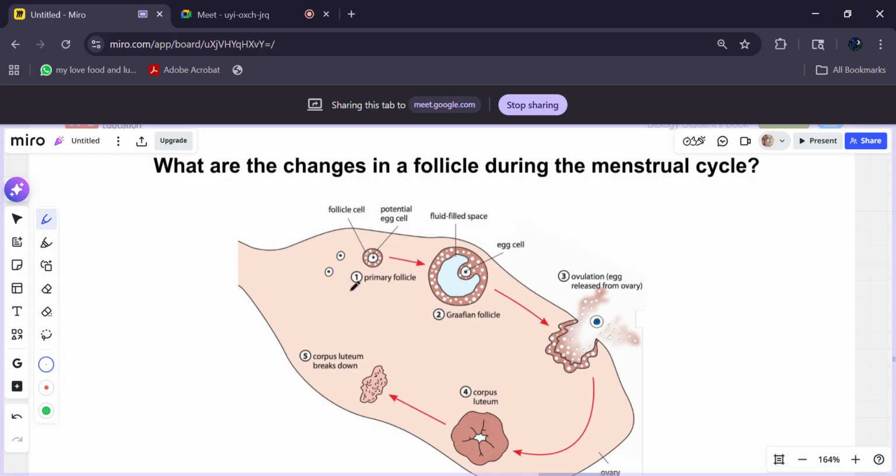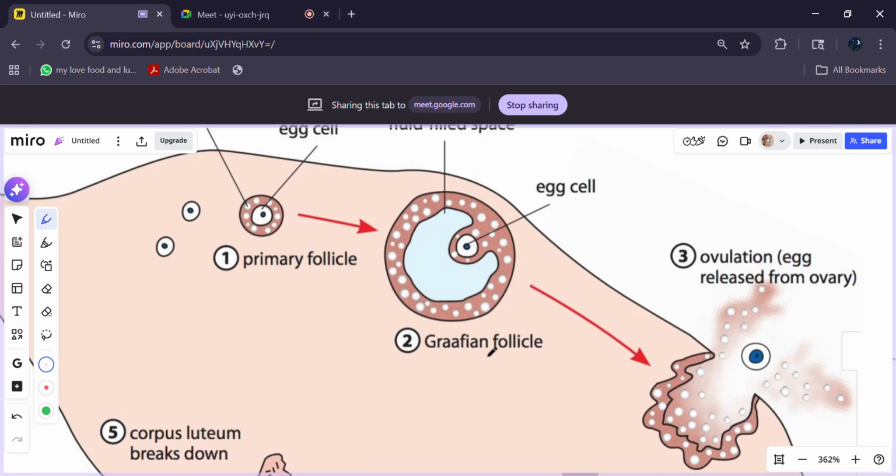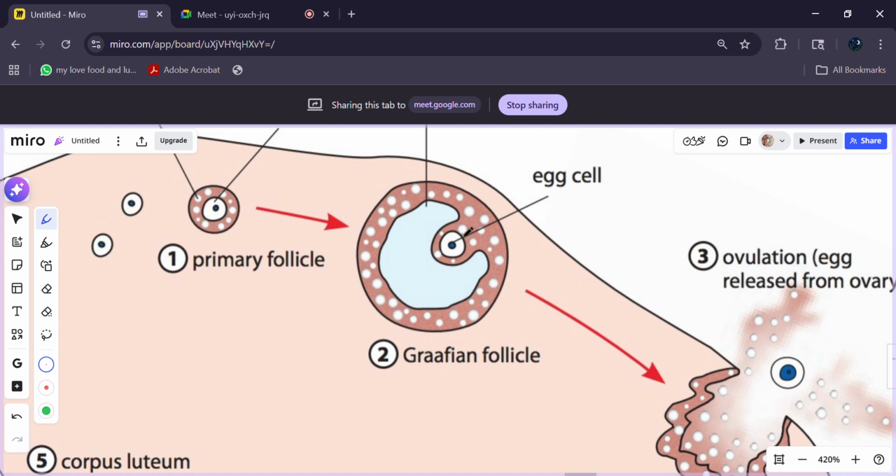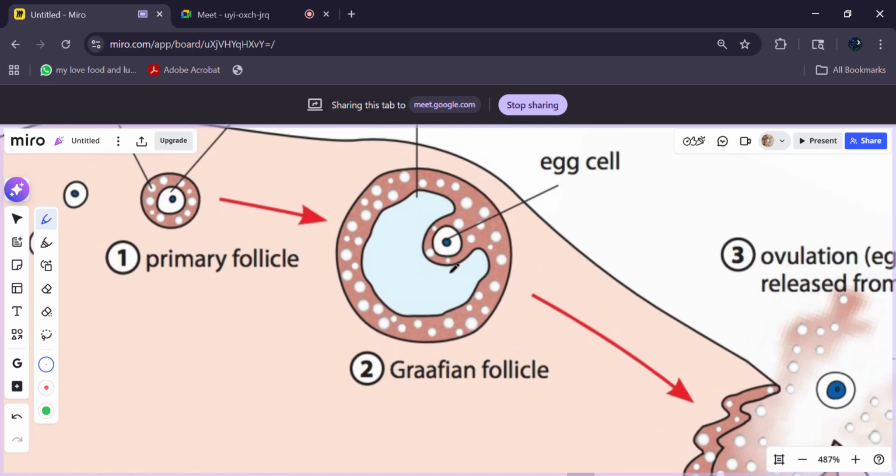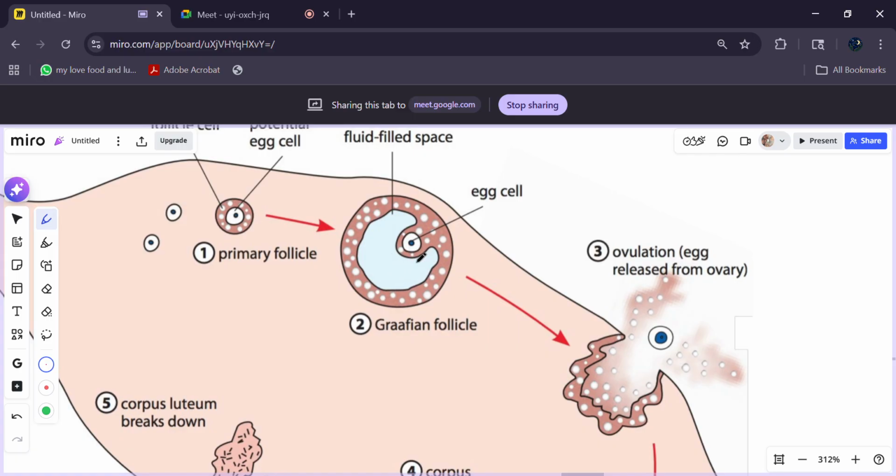Now here in number 1, this is the primary follicle. The young follicles are called the primary follicles, and each primary follicle consists of a potential egg, which is a potential ovum, surrounded by a layer of smaller cells known as follicle cells. Now, a primary follicle may develop into a Graafian follicle, which is step number 2. The Graafian follicle contains an egg surrounded by the follicle cells, which are these, and a fluid-filled space. So here is a fluid-filled space, and here's the egg cell.